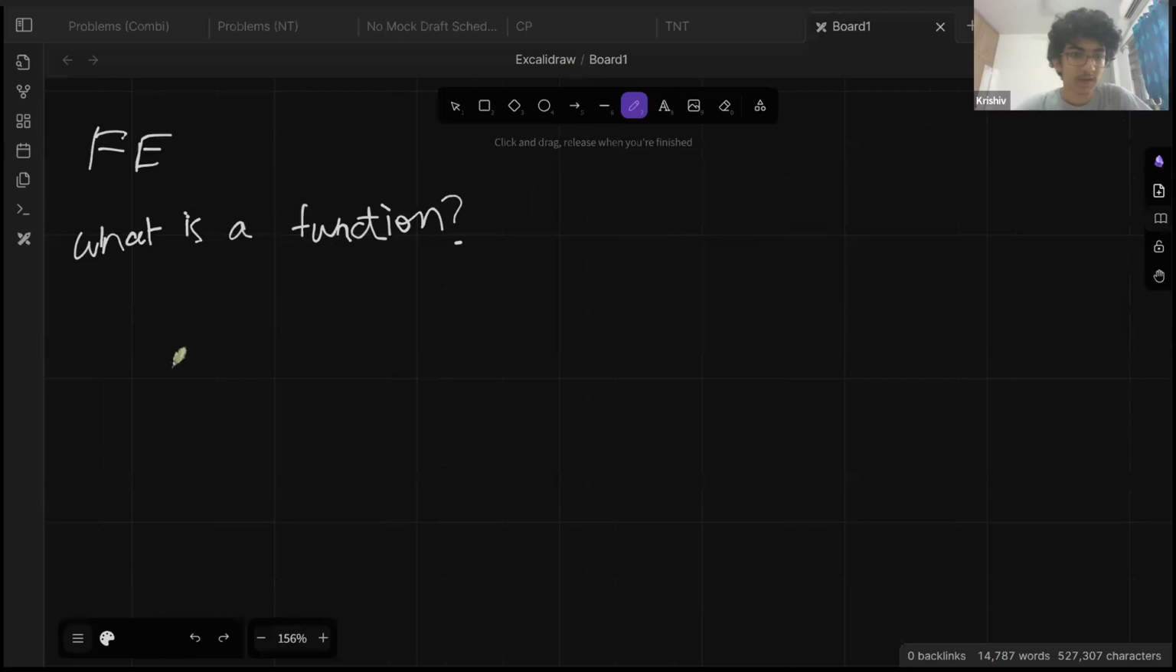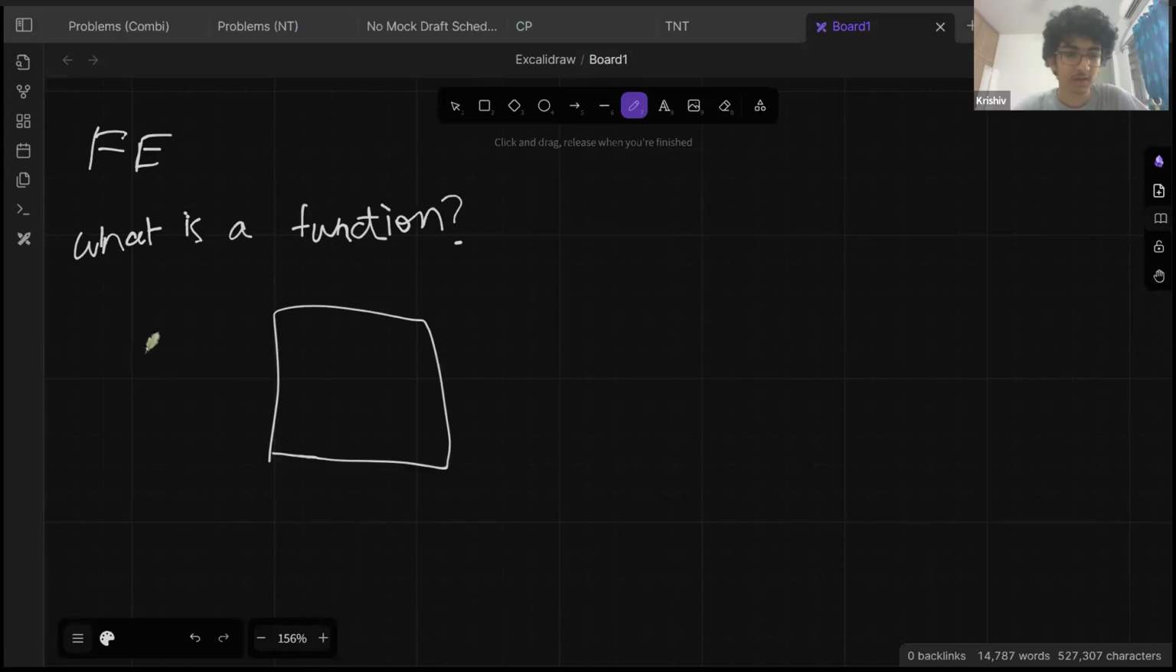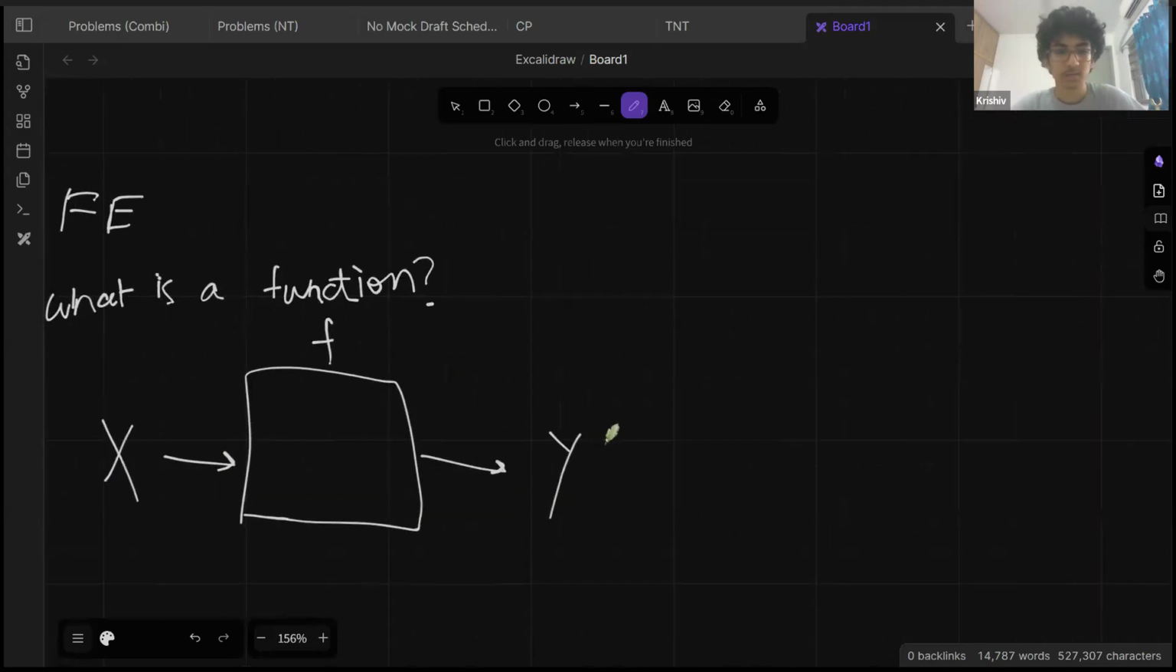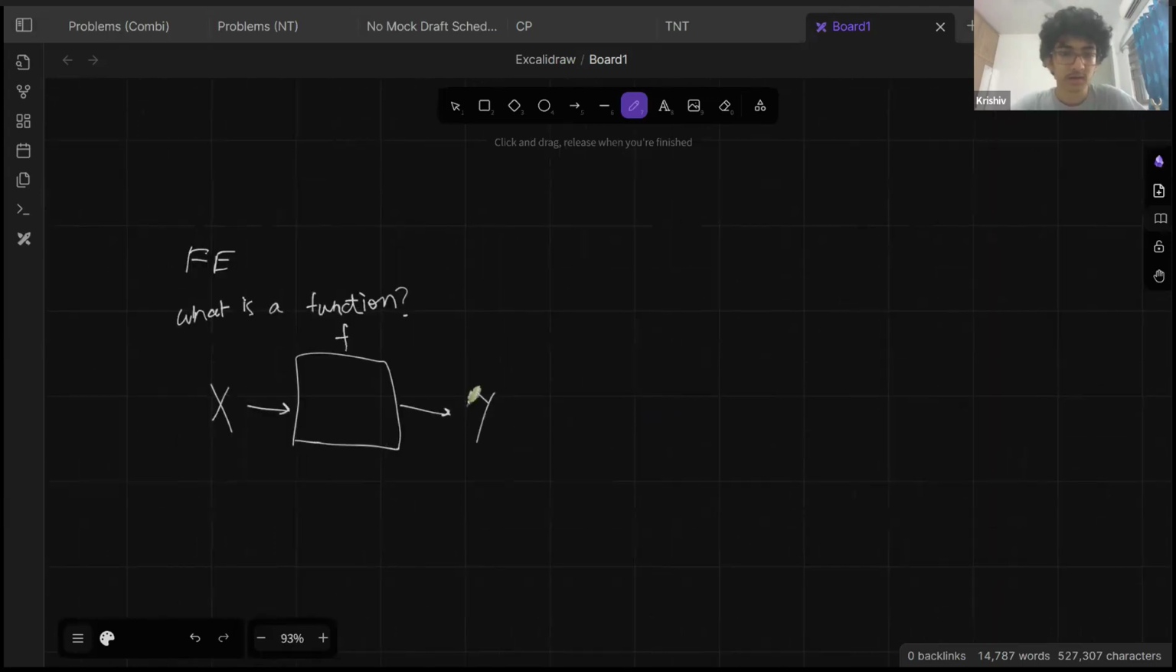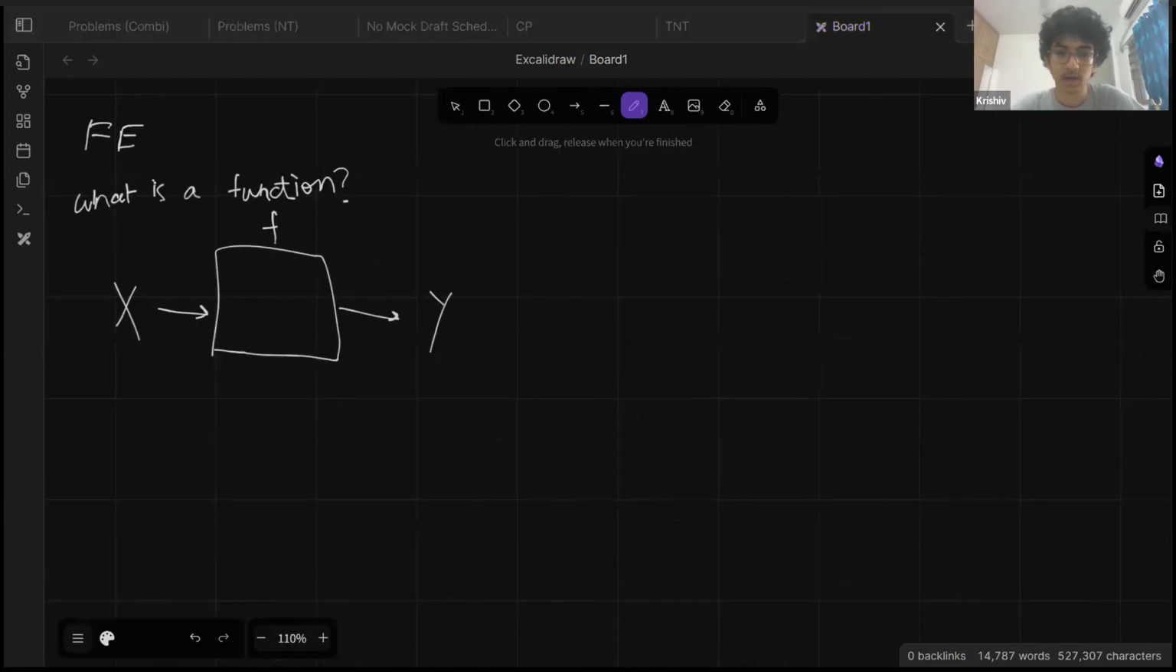So a function is kind of like a mystery box. It takes in some value. I'll put in some value x into the function and it will output some other value y. I'll call this function f. It can take in all kinds of different values and output all kinds of other values. Let's call the set that it can take inputs from S for now.